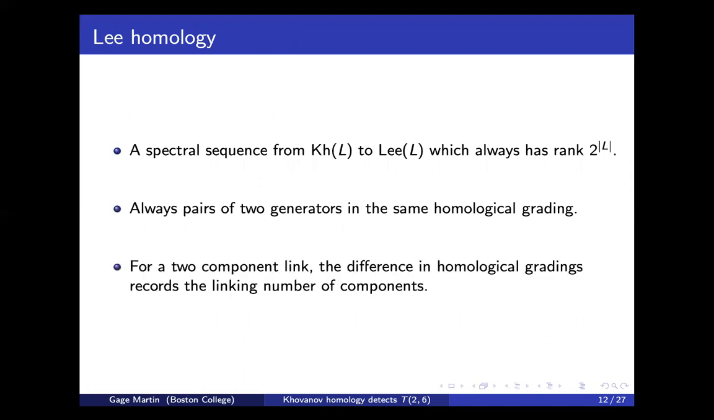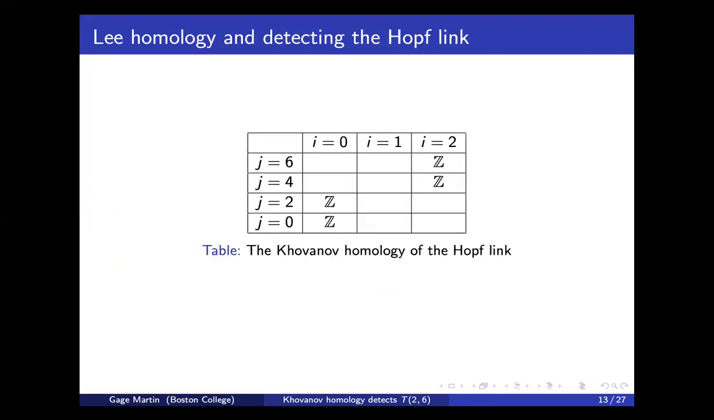And if you have a 2-component link, the difference in homological gradings between your 2 components records the linking number of the components, specifically twice the linking number of the components. So looking at the Khovanov homology of the Hopf link, if we had a link whose Khovanov homology looks like this, well, because we have a spectral sequence to Lee homology, we see that Lee homology would have to have rank 4, and it's supported in homological gradings 0 and 2.